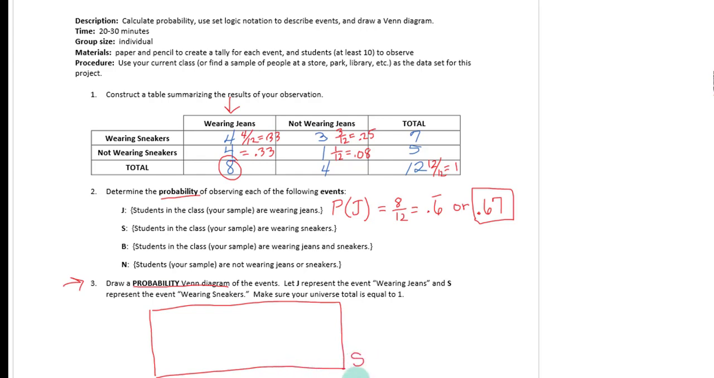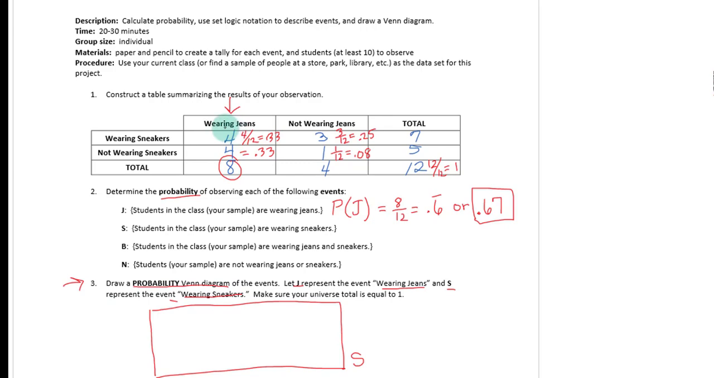That's what S represents, sample space. Inside of your sample space, you're going to represent your events. We have 2 events. J is the event of wearing jeans. S is the event wearing sneakers.